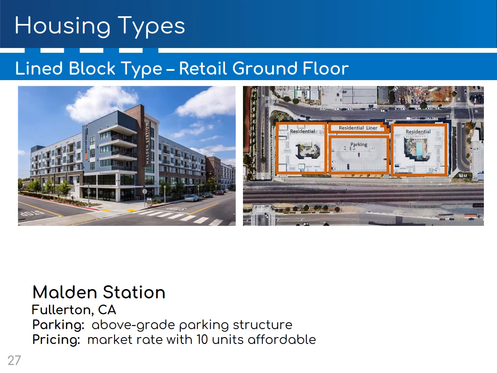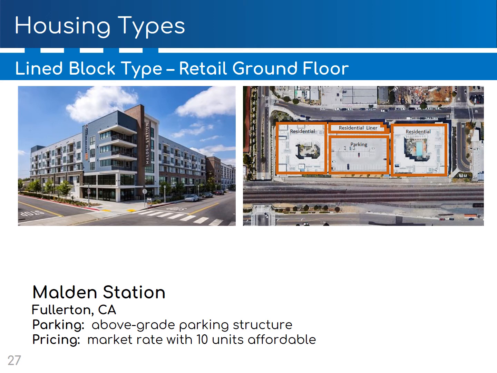The lined block type is a variation of the flex block type. A liner building is designed to screen or wrap a parking use to improve the relationship of the building to the sidewalk and street by hiding the auto use.